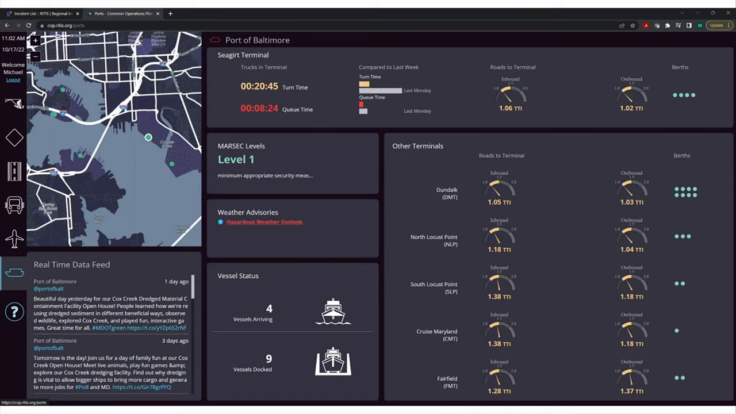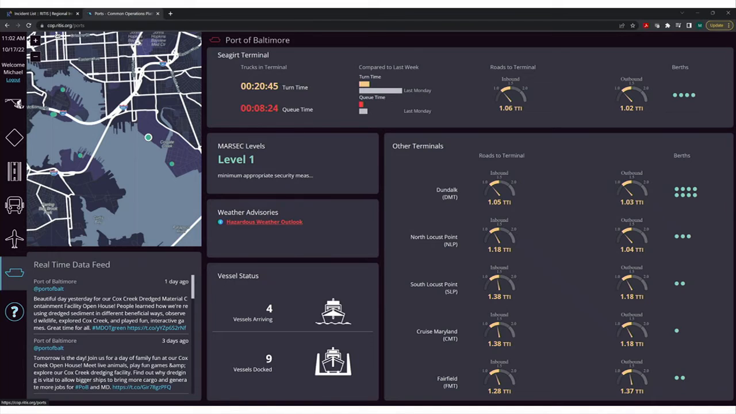So the seaport, there's actually several ports in Baltimore. We'll show you for each terminal what the congestion going to the terminal looks like, inbound and outbound, and whether it's better or worse than normal. Then we are calculating the turn time for trucks going to the port and the queue time. And we tell you what today is compared to a week prior, so you can see if things are better or worse.